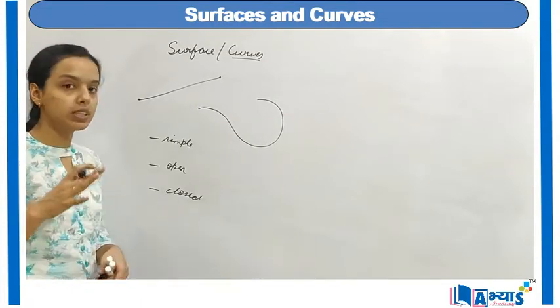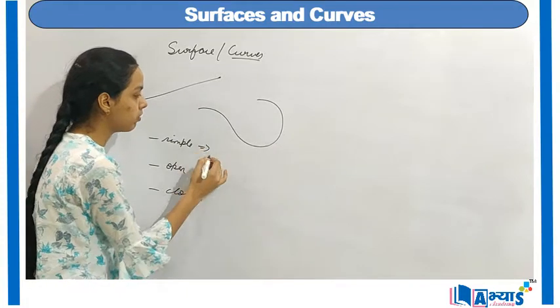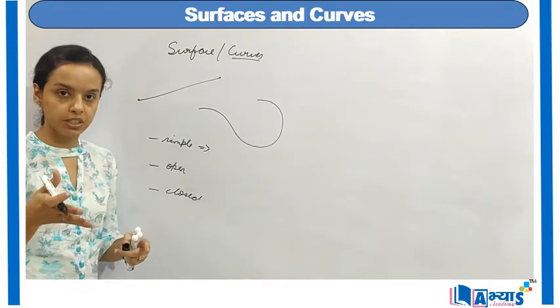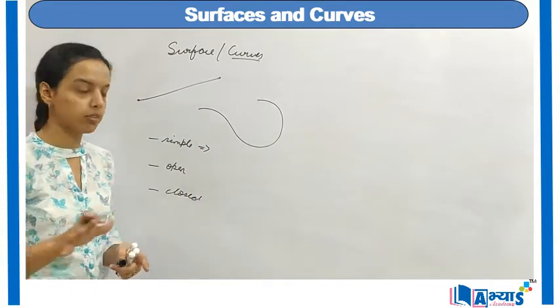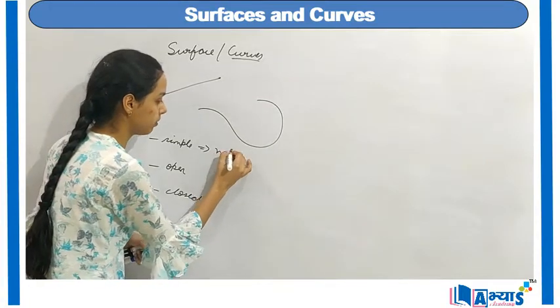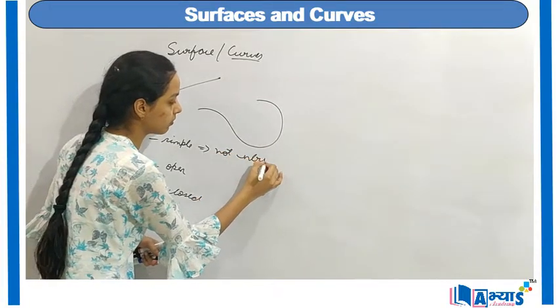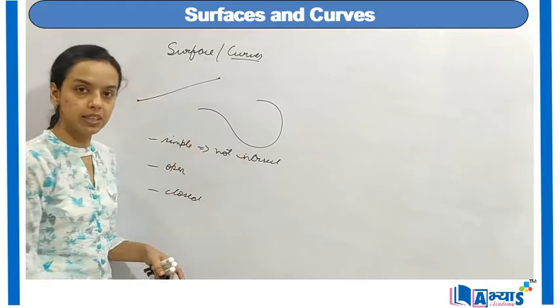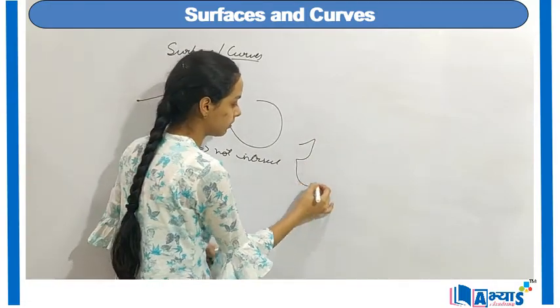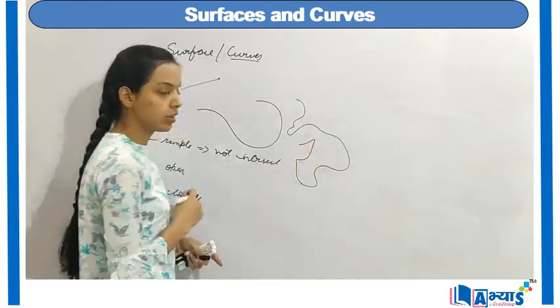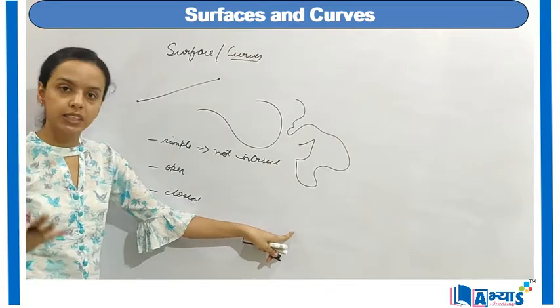Now if we talk about the simple curve, in the simple curve, when we are drawing the various surfaces, they will not meet, they will not intersect. Like for example this, I can even draw like this. This is also a category of the simple curve.